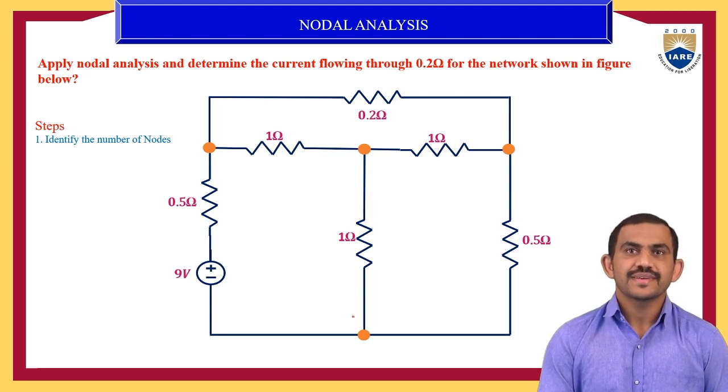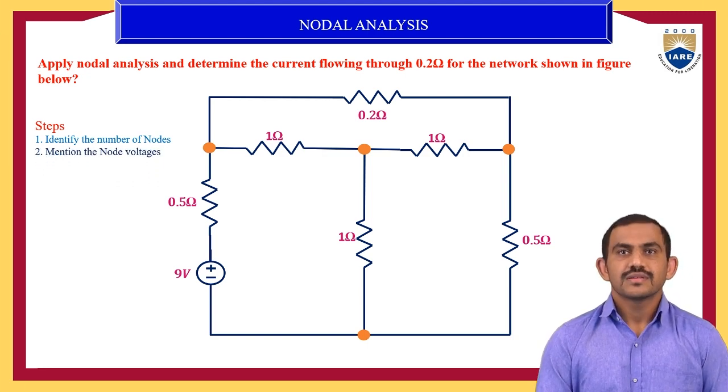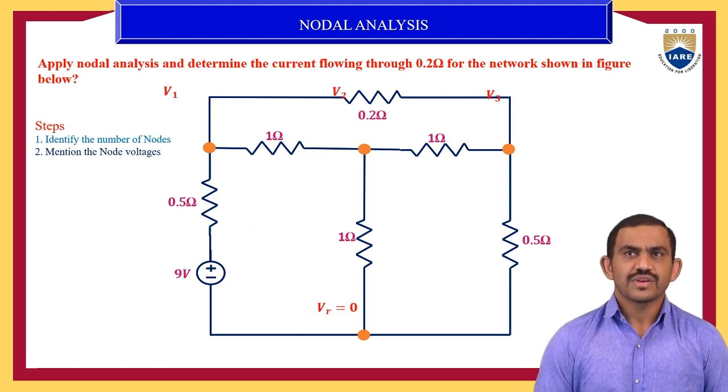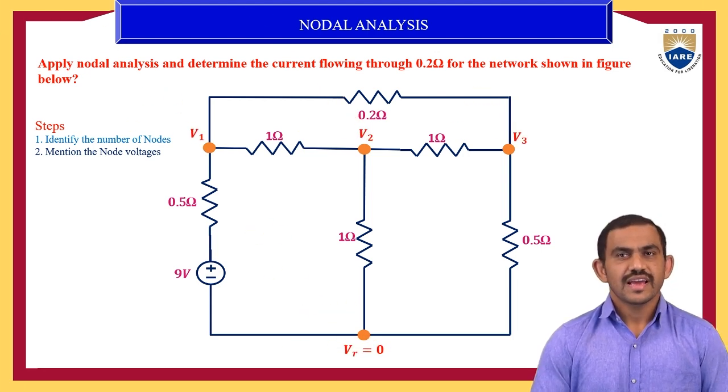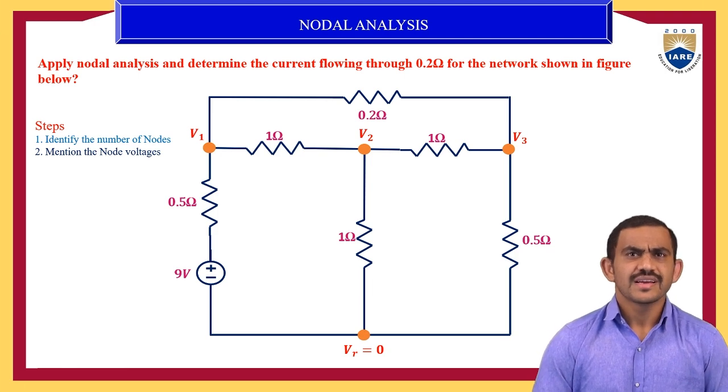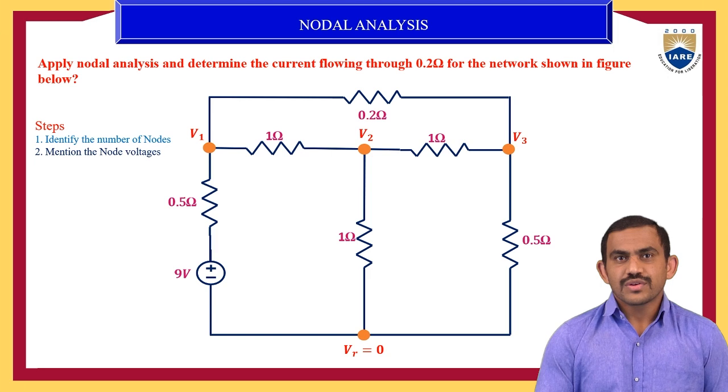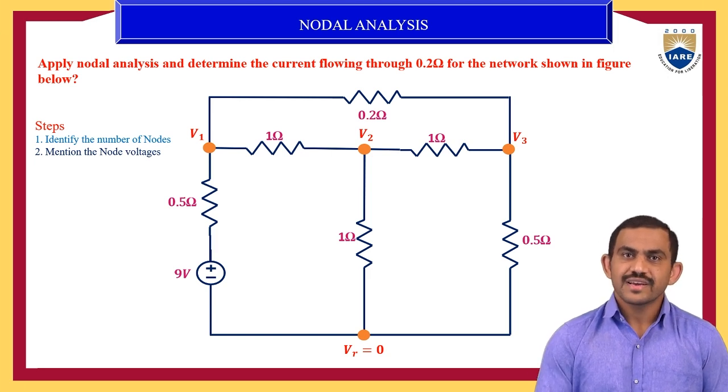The second step is to mention the node voltages. I mention the node voltages as V1, V2, V3 and VR. What is VR? Here VR is the reference voltage. In any circuit, the reference voltage is 0. So we take one node to act as the reference node, and there the voltage is 0. These are the node voltages.